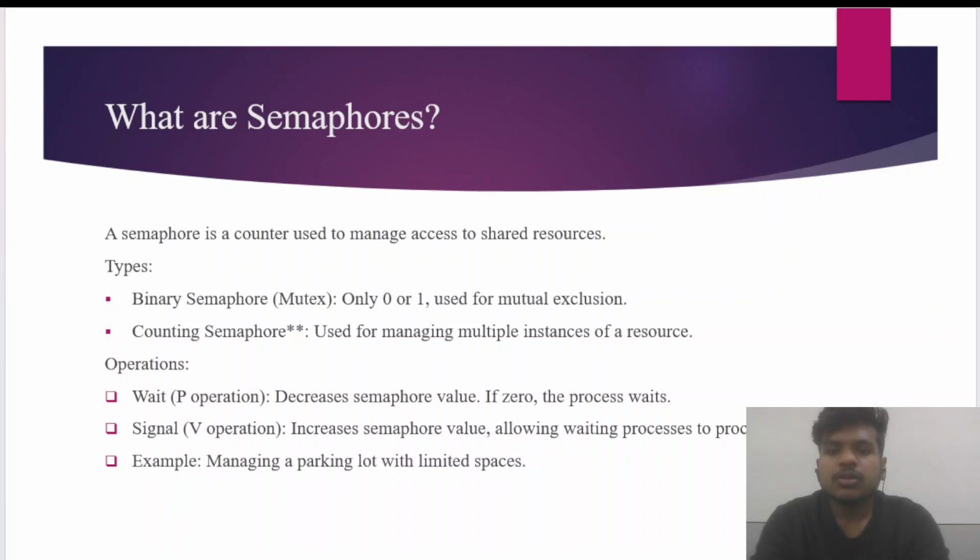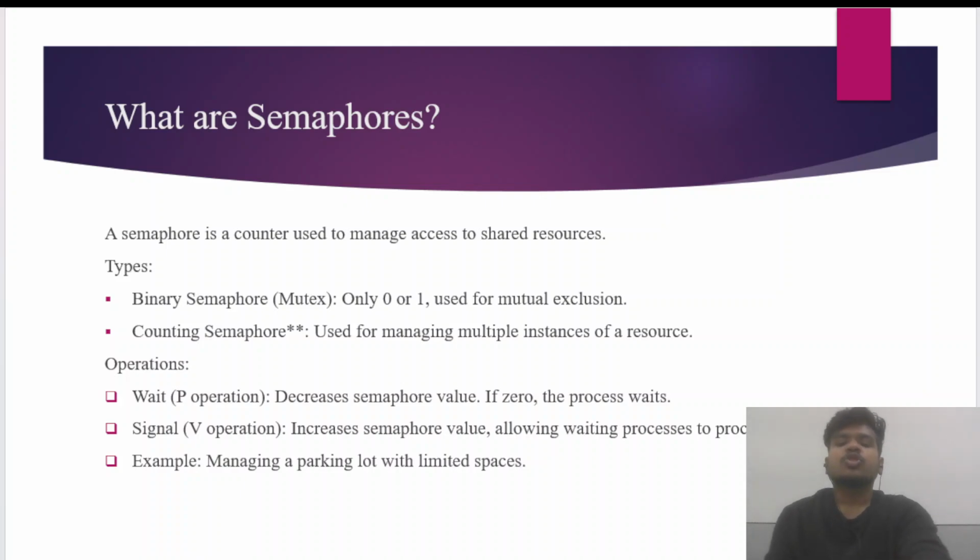Counting semaphore is used when you have a fixed number of resources. And then binary semaphore. Binary semaphore is also known as mutex or mutual exclusion, and it is used for mutual exclusion, ensuring only one process enters a critical section at a time.